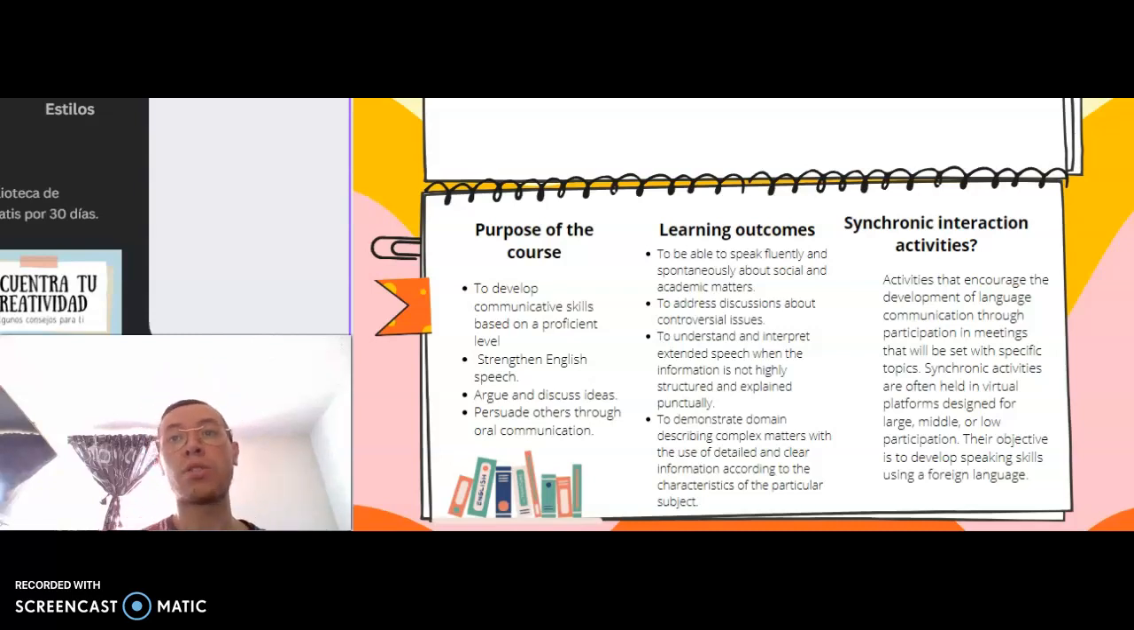Synchronic interaction activities. Those are activities that encourage the development of language communication through participation in meetings that will be set with specific topics. Asynchronic activities are often held in virtual platforms designed for large, middle, or low participation. Some of them are Teams, Meets, or Skype.